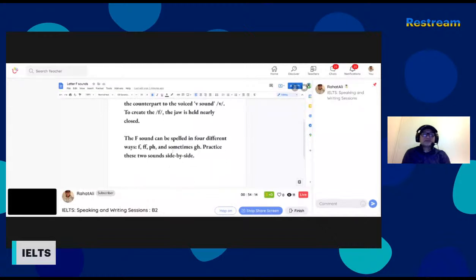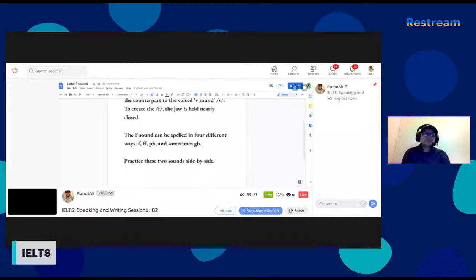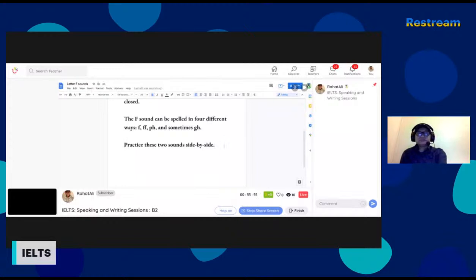So the F sound can be spelled in 4 different ways: F, double F, PH, and sometimes GH. Practice these 2 sounds side by side. So these are some words.